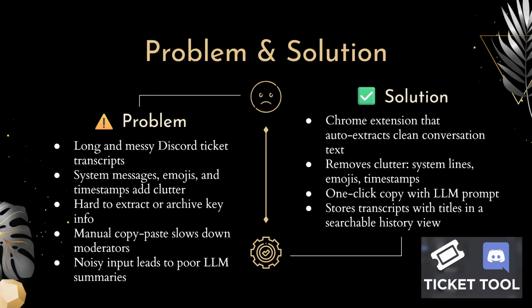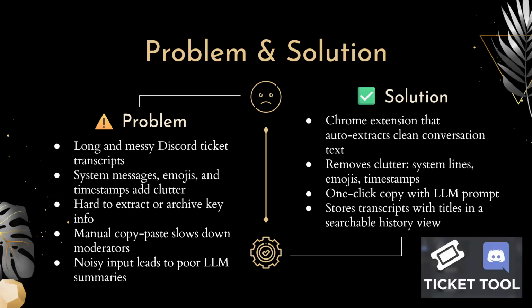These interactions are saved as long HTML transcripts. So the problem is that these transcripts are usually messy, filled with system messages, emojis, and clutter that make them hard to read, to summarize, or to archive. And moderators often have to manually copy and clean up the text, which wastes time and leads to poor summaries when using large language models like ChatGPT.